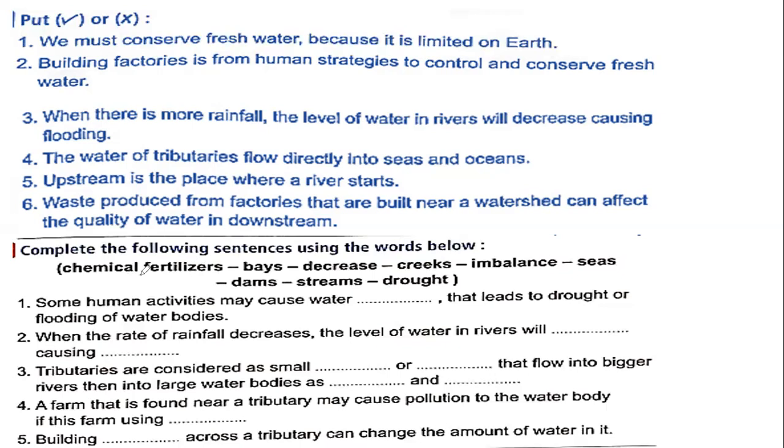Complete the following sentences using the words below. Number one, some human activities may cause water what? Water pollution, I think, or water imbalance. So this is number one. Some human activities may cause water imbalance that leads to drought or flooding. What leads to drought or flooding is water imbalance. So quickly, number one, imbalance.